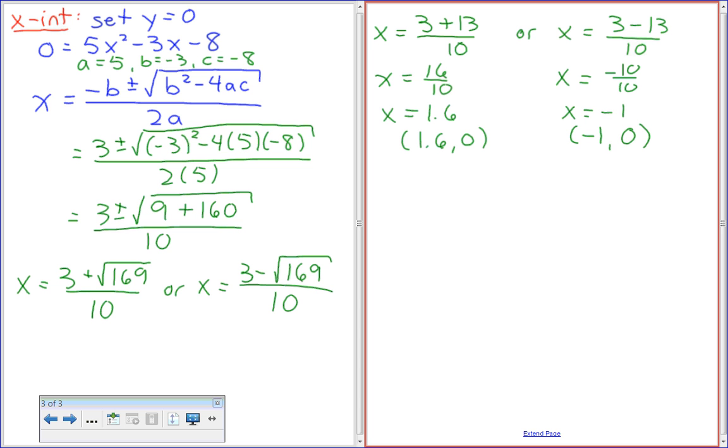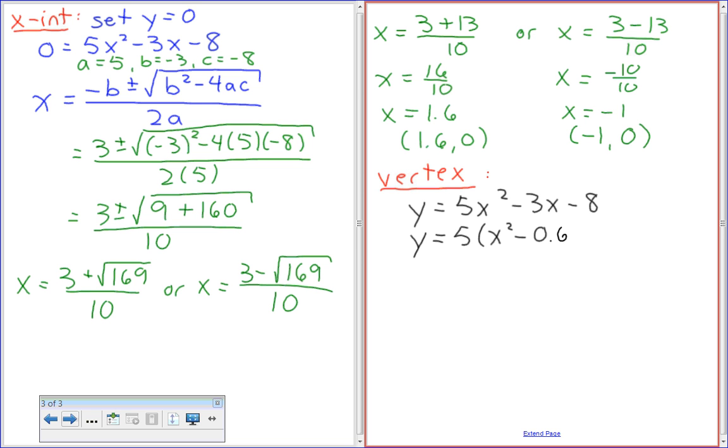Liam, can you do the vertex? Actually, I want to graph this first. Yeah, let's graph this first. I'll do the vertex. Liam, first step in finding the vertex is what? Take out the value from the equation. So we're going to complete the square. I'm going to start with my regular equation, which is y equals 5x squared minus 3x minus 8. Okay, can you tell us what's next, please, Leo? Factor out the 5. Go ahead. 5x squared minus 3 over 5. Yeah, 3 over 5. I'm going to call it 0.6, but 3 over 5 works as well. Minus 8. Now, you always divide the x coefficient by the x squared coefficient. Always, always, always.